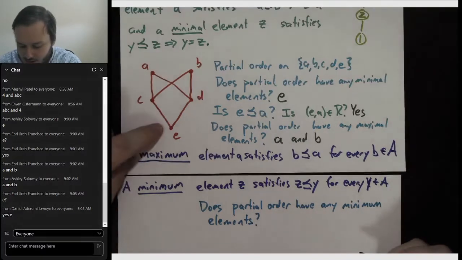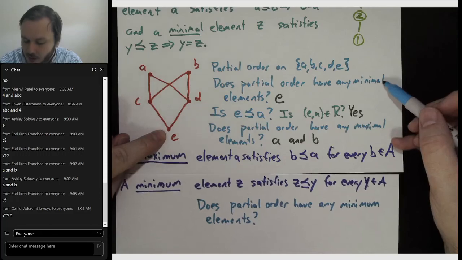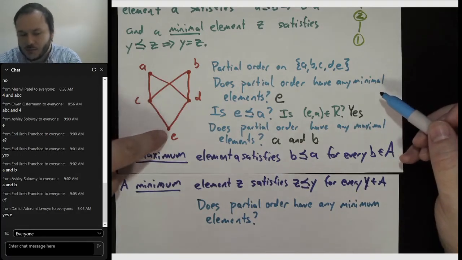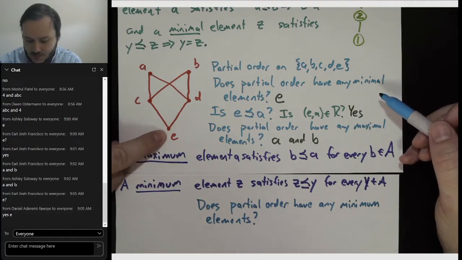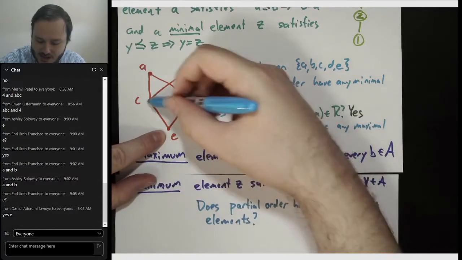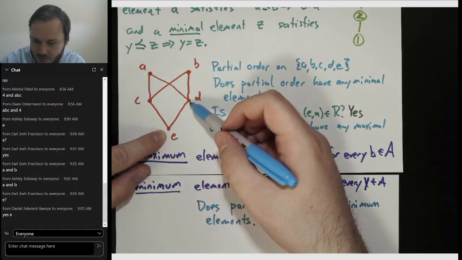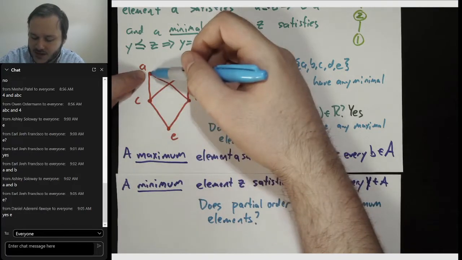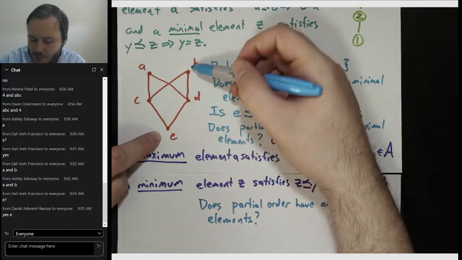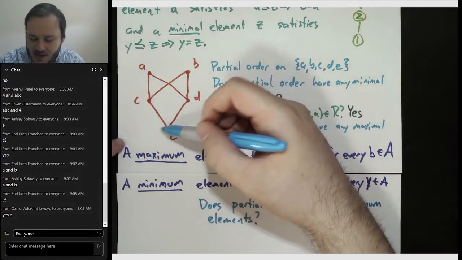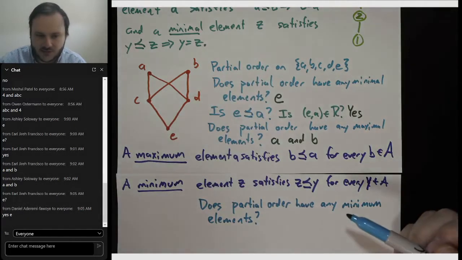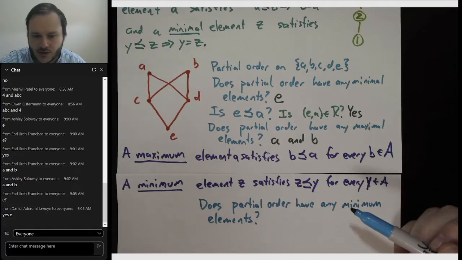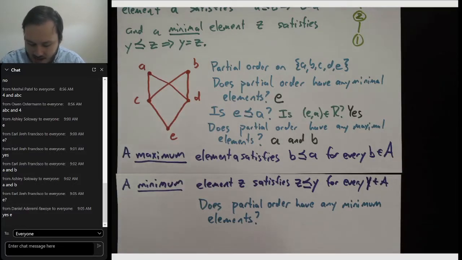Yeah, E is not only a minimal element, it is also a minimum element. E is less than C, E is less than D, but E is also less than A by transitivity, and E is also less than B by transitivity, and E is always less than or equal to itself, because partial orders are reflexive. So E is a minimum element.